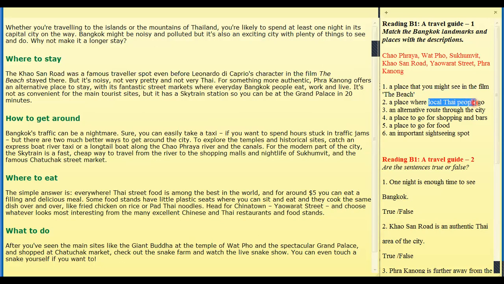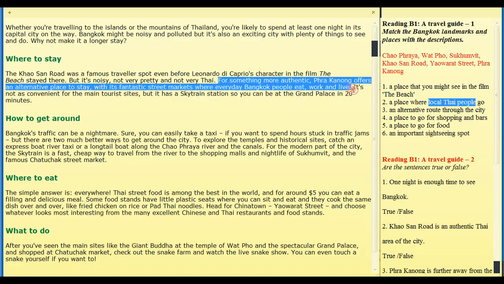The synonym, it could be words. So the synonym of local Thai people is everyday Bangkok people. This is the synonym of local Thai people. So now you could find the synonym, the keyword in the text. So your job, you have to read that sentence or the sentence before that. So just read the sentence.